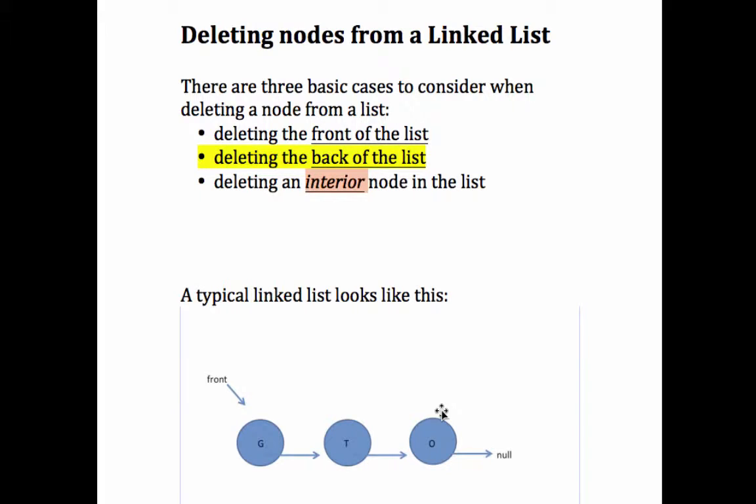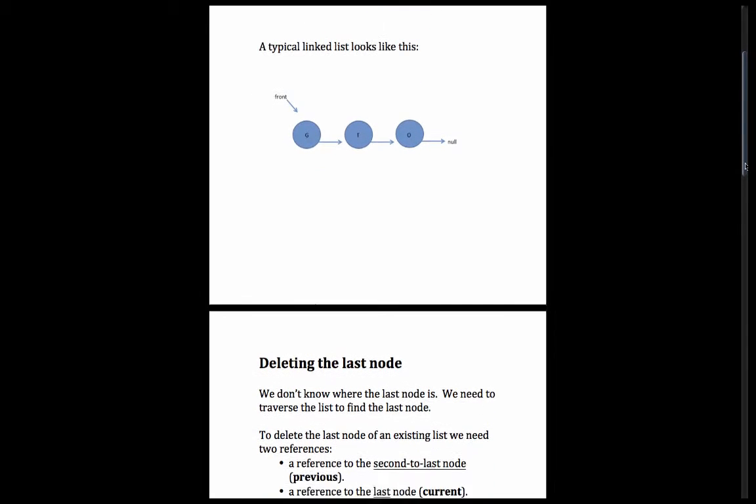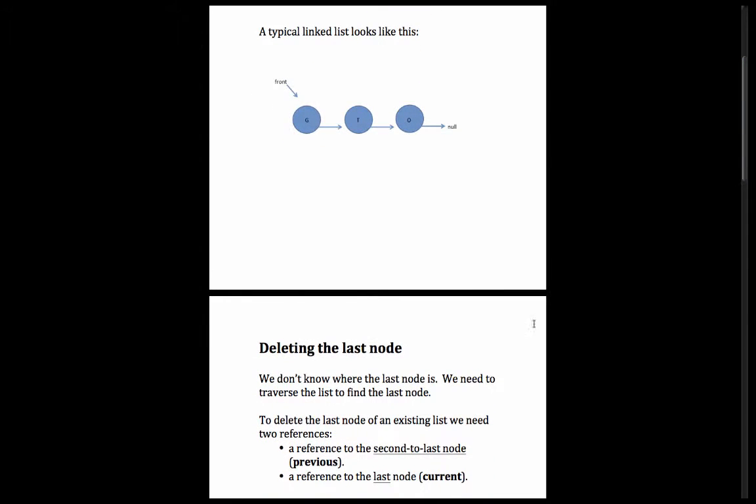There are different types of linked lists. There are linked lists which have a reference to the front and a reference to the end. But typically, a linked list only has the one at the front, like the picture indicates. Deleting the last node represents then a little bit of a problem. What's the problem? Well, the problem is that we don't know where the last node is.